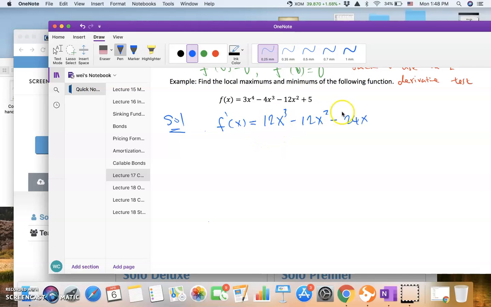Because this function is a polynomial function, the derivative exists everywhere. So to find the critical points, we only need to solve this equation. This is a polynomial equation, and we notice that each term has a common factor, which is 12x. So we factor that out.